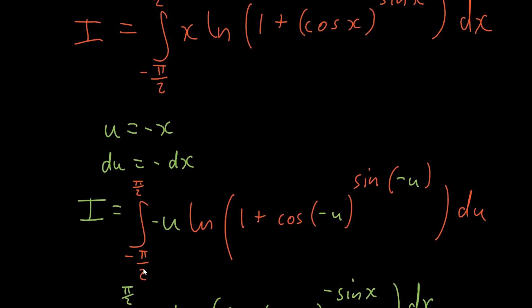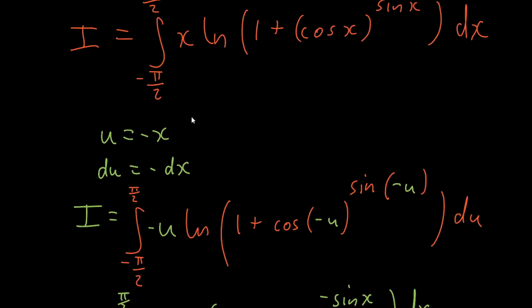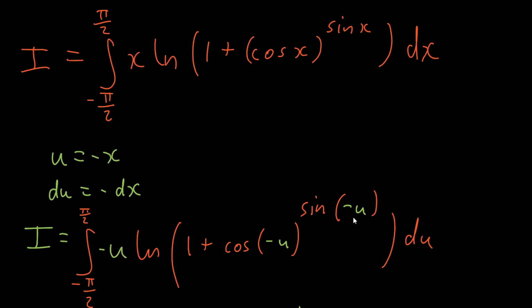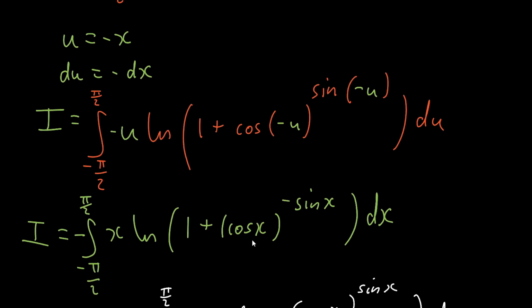So our bounds are just going to stay the same as before. And then instead of x, we have minus u. Instead of x here, we have minus u. Instead of x here, we have minus u. And we can use the fact that cos is an even function and sine is an odd function to write it as cos x to the power of minus sine x. And we have the minus out front from here.